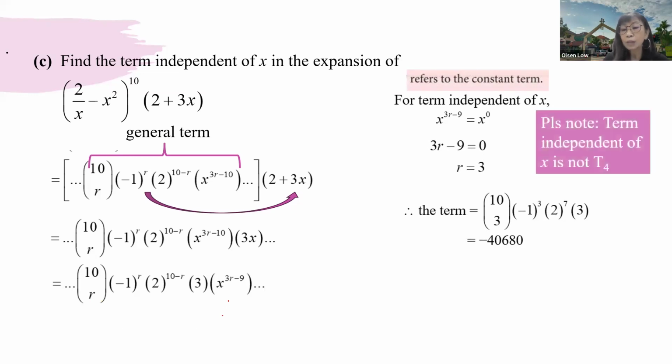And then with this, I'm able to get the term independent of x, that is negative 40680. Now, what is important to take note of is that a lot of students tend to give the answer as T4. But even though the question says find the term independent of x, they are not referring to which term, whether T4, T5, or T6. They are referring to the constant term that you are supposed to find. So do bear in mind.